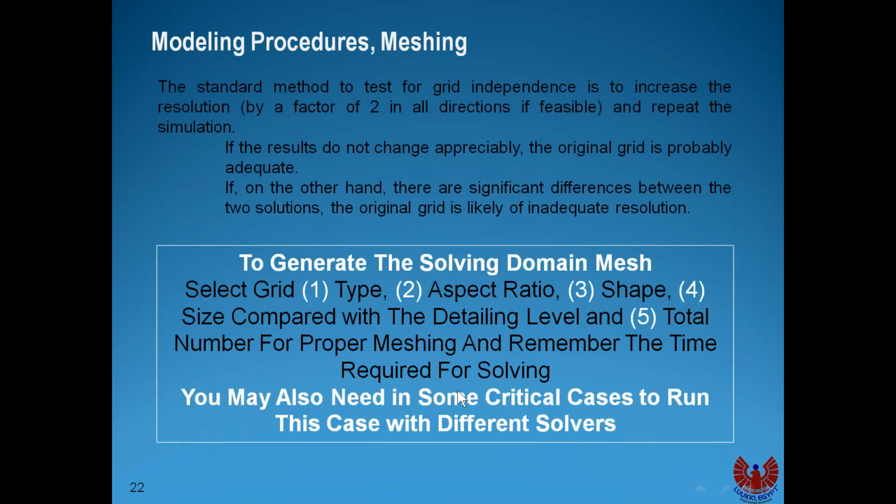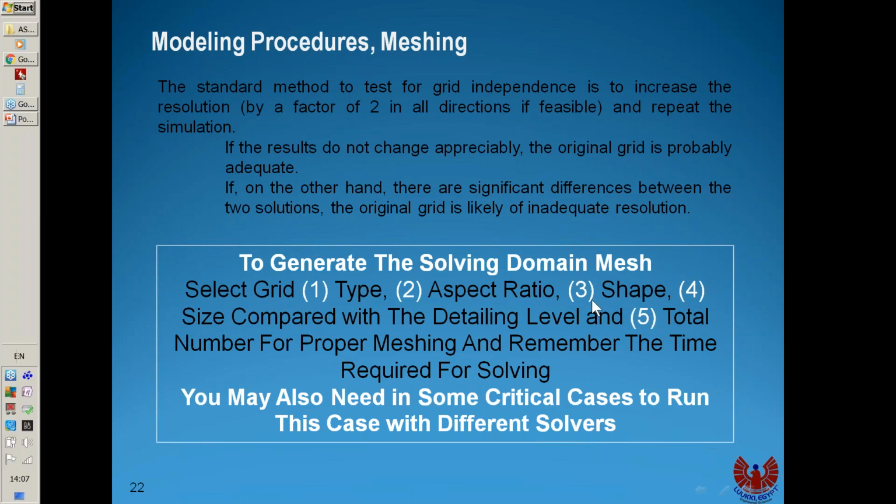So to generate the solving domain mesh, we have to select the type of grid, the aspect ratio of it, the shape of it, the size of each grid compared to the detailing level in that domain that you want to study, and the total number for proper meshing. But we have to remember the time required for solving.